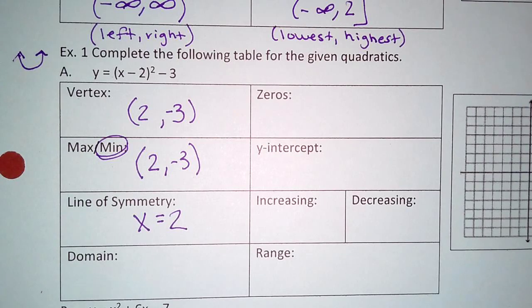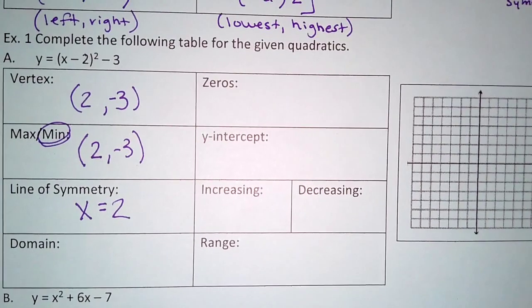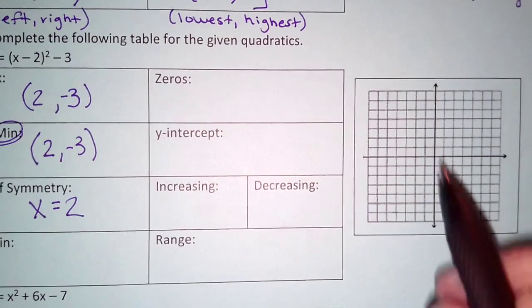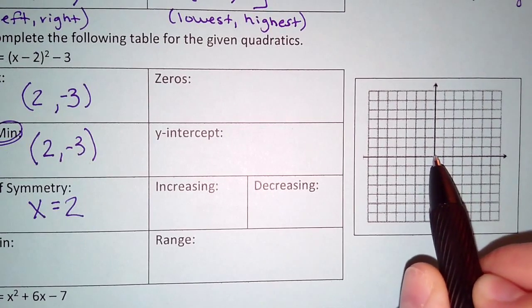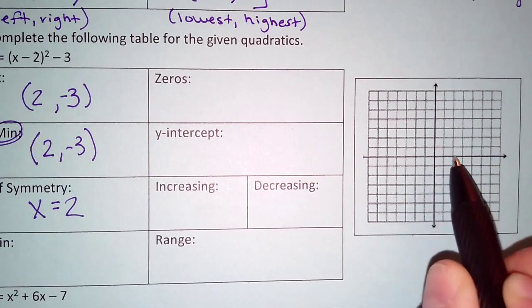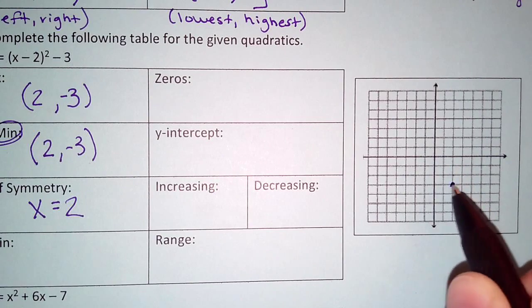All right. If we wanted to start graphing this, we could. So the first ordered pair is 2, -3. So we start at our origin, right 2, down 3. Right there.